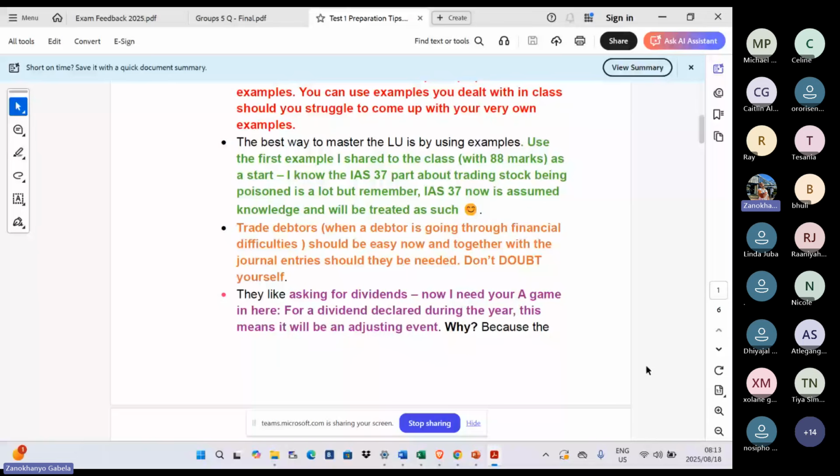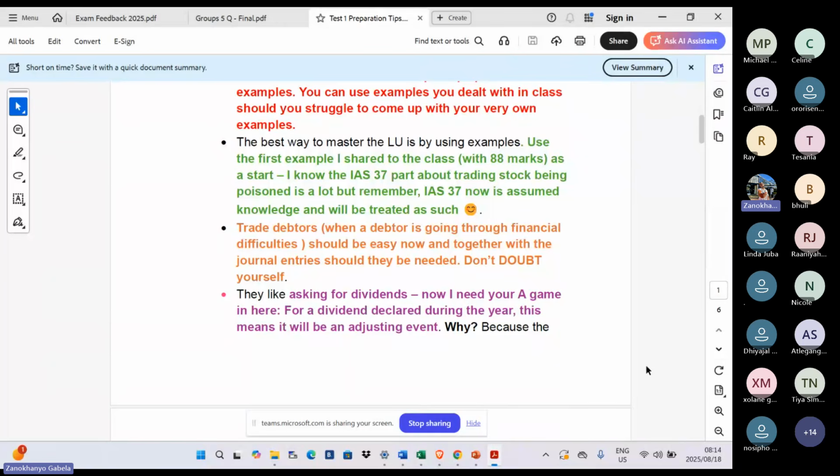Remember, our journal entry is always going to be debit dividends paid, and then crediting bank or crediting dividends payable, whichever is the case. So if we've paid them immediately, that means we're going to credit bank. But if we haven't, that means we're going to put dividends payable in that journal entry.